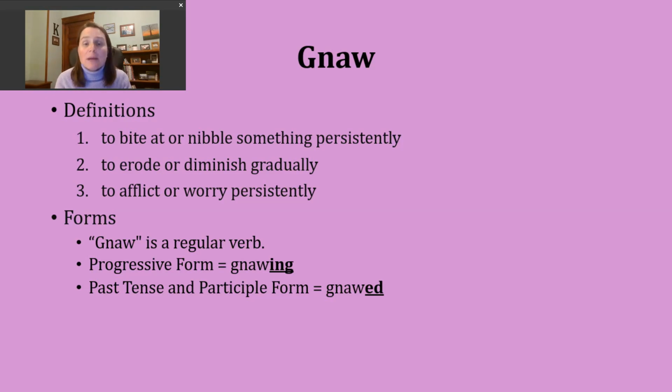If you want to make the progressive form of this verb, just add ing, and that forms gnawing. The past tense and the participle form of our verb can be made by adding the letters ed. Now, our base verb, gnaw, ends in a vowel sound, and all vowel sounds are voiced. This means our ed ending is just going to make a d sound. We're not adding an extra syllable when we pronounce it. So the past tense and the participle form of the verb should sound like this: gnawed, gnawed.